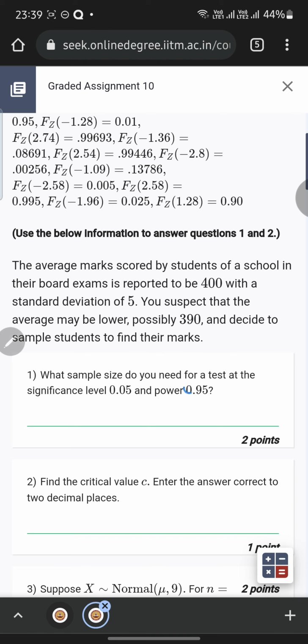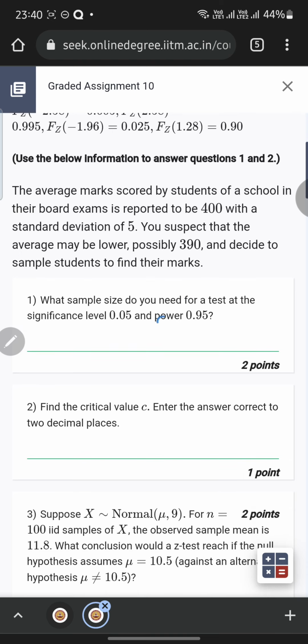So first of all, we need to find the sample size with the significance level of 0.05 and the power of 0.95. So let's begin.